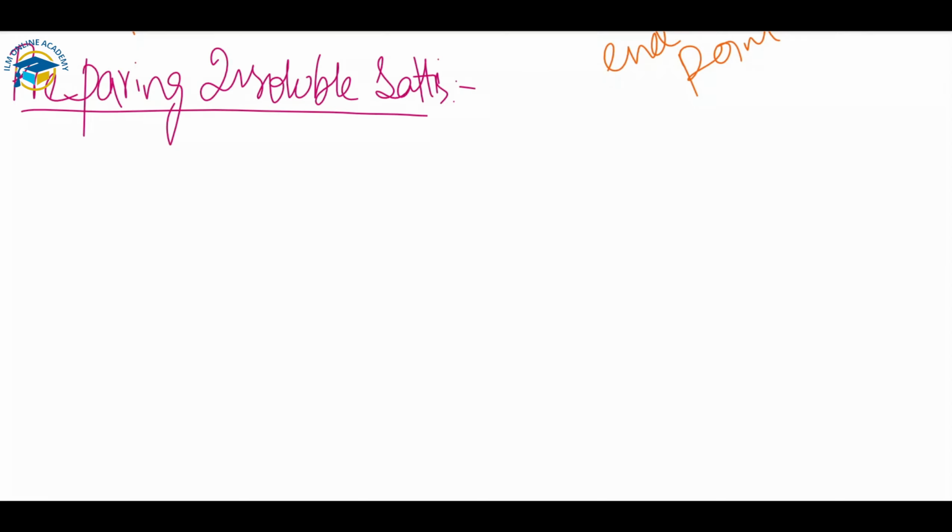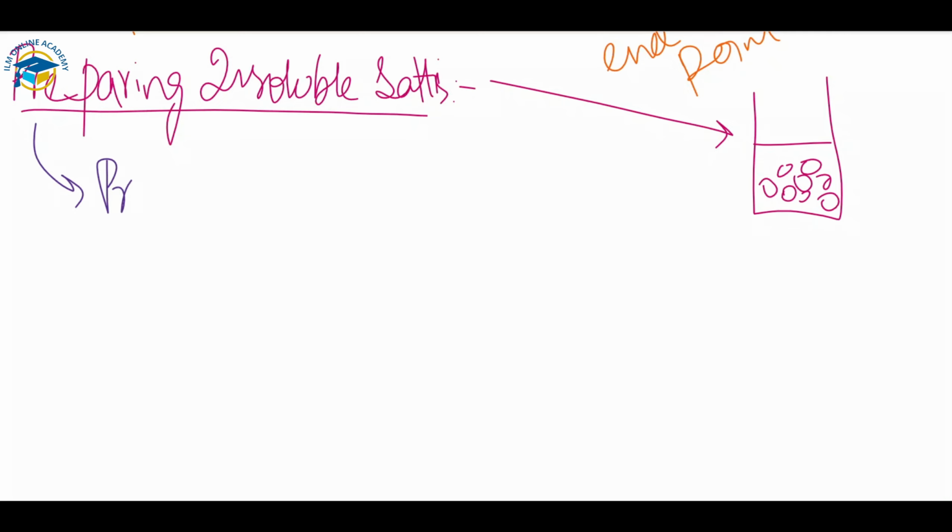These are the insoluble salts that are not soluble in the liquid solution but they form precipitates. For example, this is the container in which you have a liquid, and these salts are present as a precipitate in our liquid solution. So that's why we call it insoluble. These insoluble salts can be prepared by using the method of precipitation. You can use the method of precipitation for the preparation of these insoluble salts.